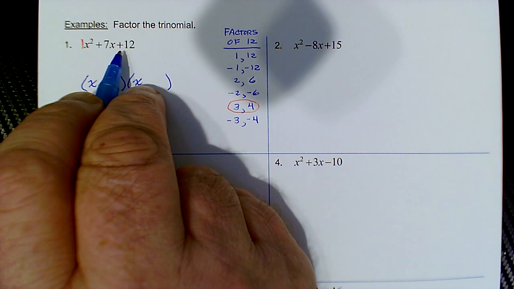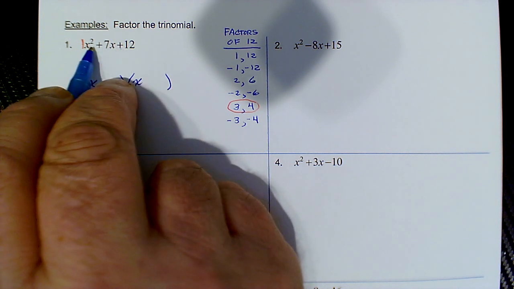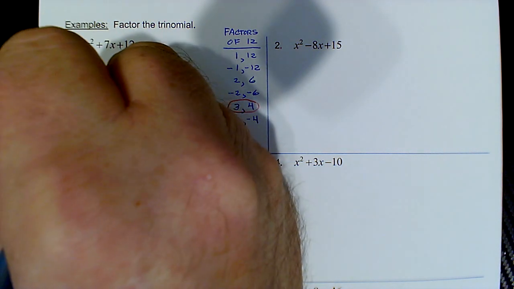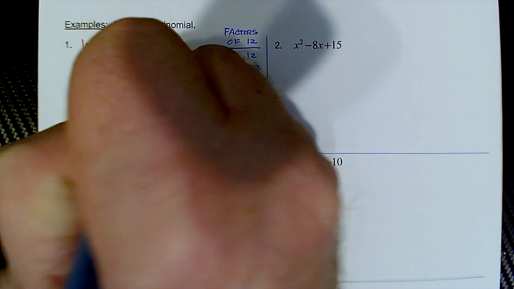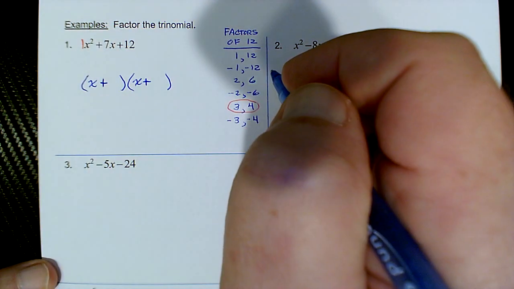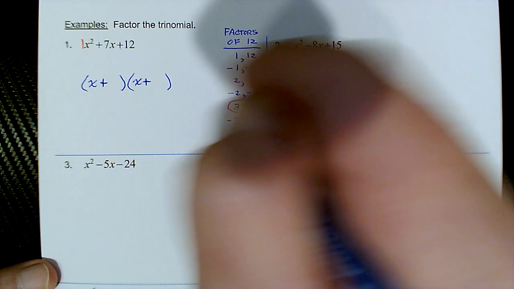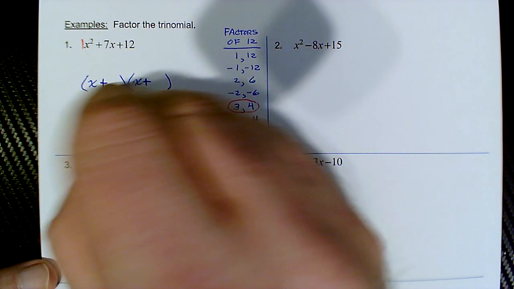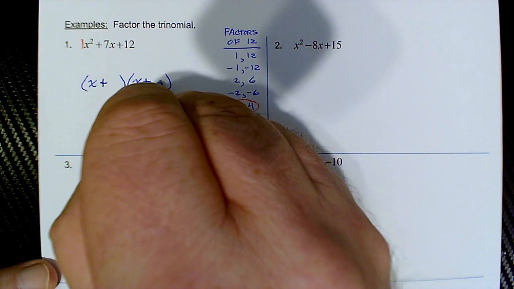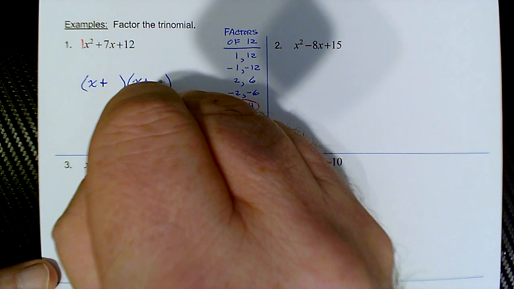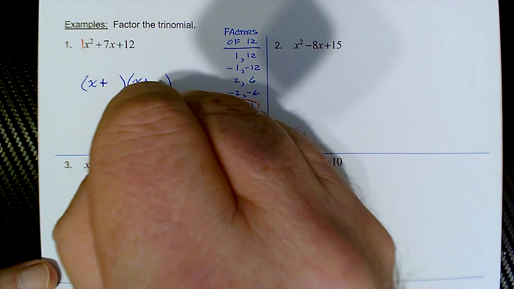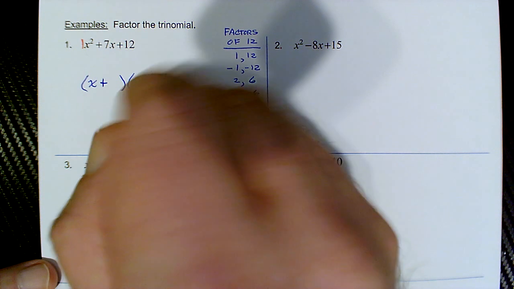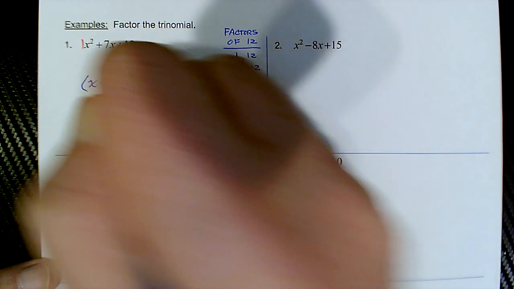In terms of reversing FOIL, if these signs are all positive, there's no way to generate a negative. So you know those must be positive. So we force the first terms to be x squared. We just want these two numbers to multiply to give us 12, but at the same time to add to give us 7. So a good guess would be 3 and 4.